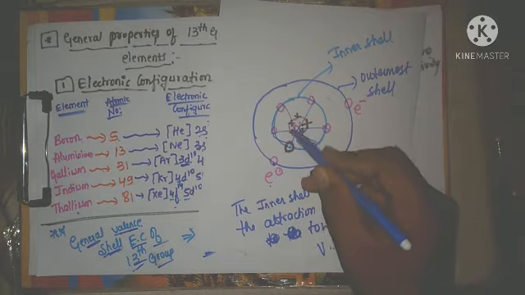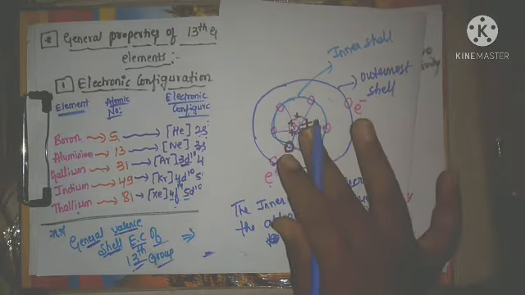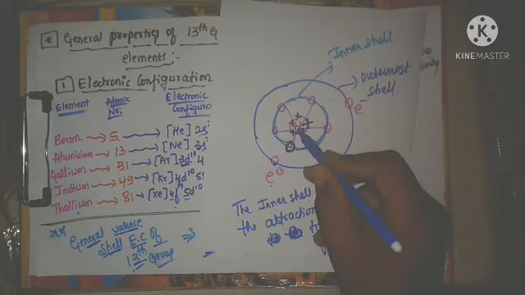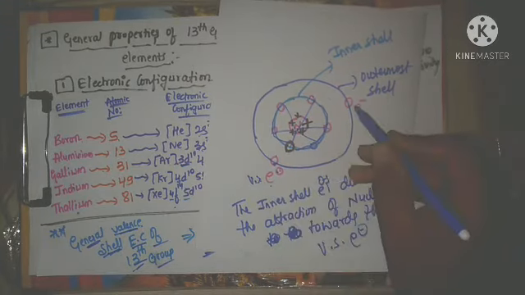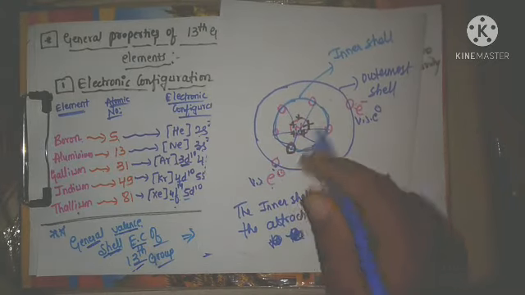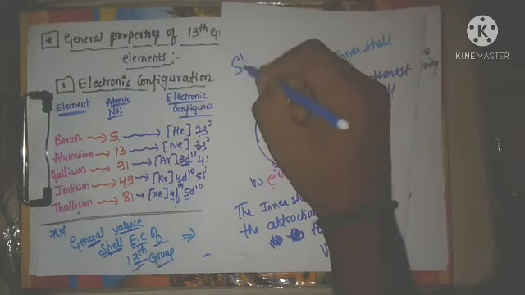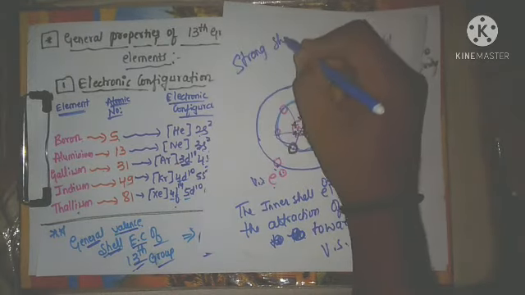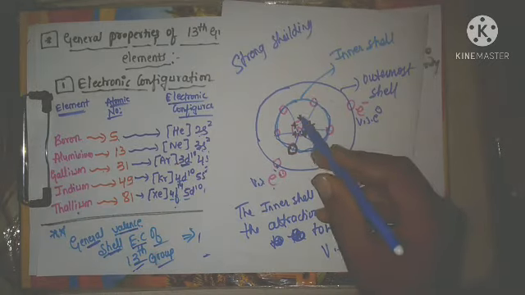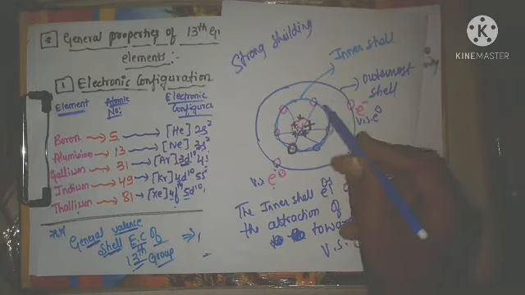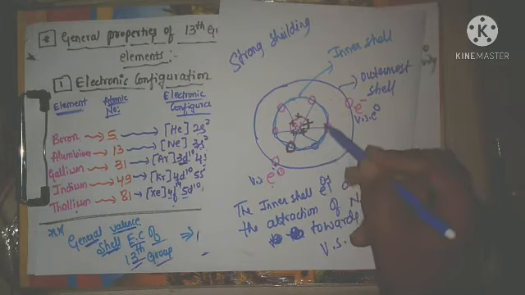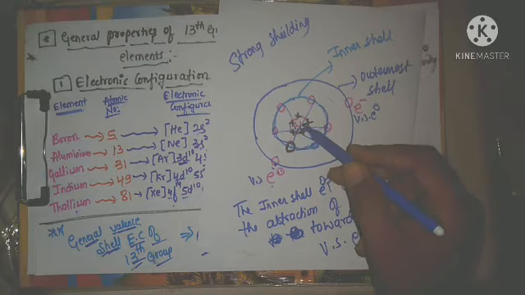Now if the attraction towards the valence shell decreases, it means the shielding effect is stronger. If the attraction between the nucleus and the valence shell electron decreases, that is called strong shielding effect. Just check here. These inner shell electrons have shielded the nucleus. They have covered the nucleus completely. That is called shielding. Right?